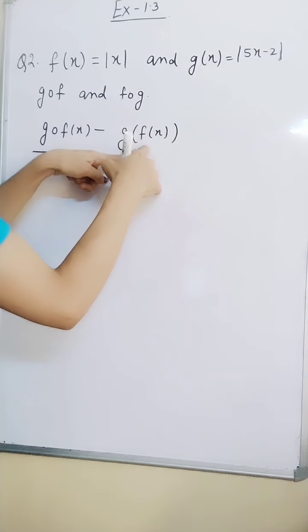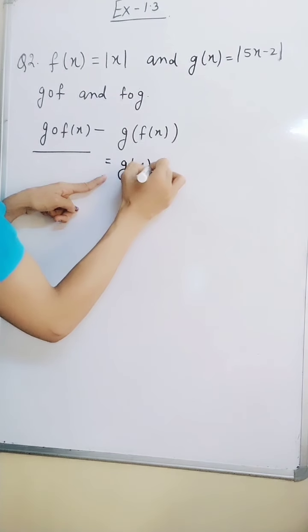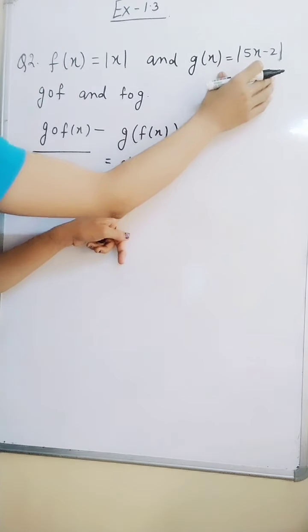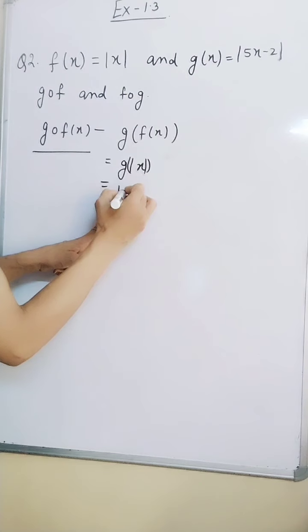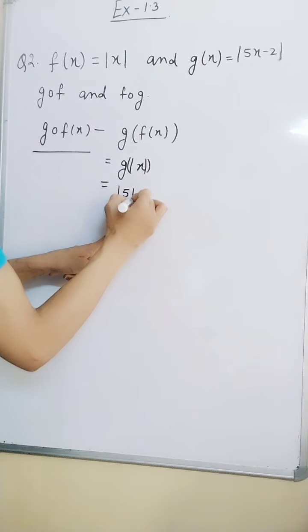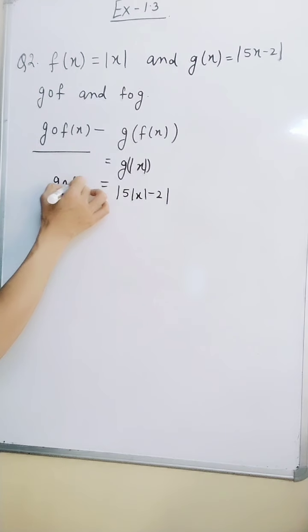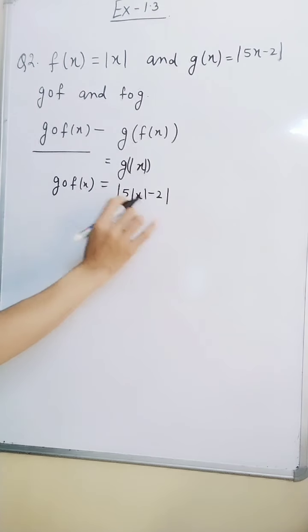Now check what is the value of f(x). f(x) is mod x. Then put this value, mod x. Clear? Now in g(x) at the place of x put mod x. So the value of g(x) is 5 at the place of x, we will put mod x, so 5 mod x minus 2. So this is the value of g of f(x), right? Now further we cannot solve it, so leave it here only.